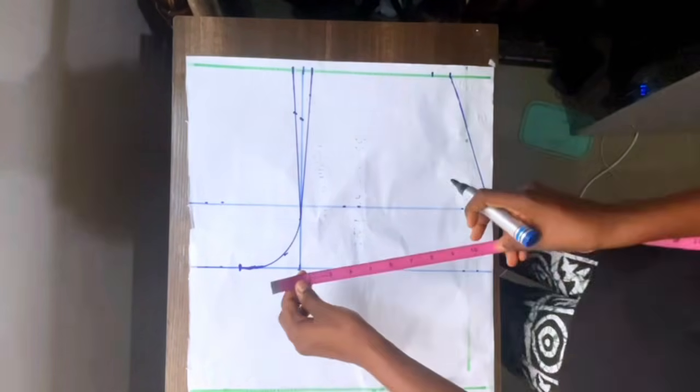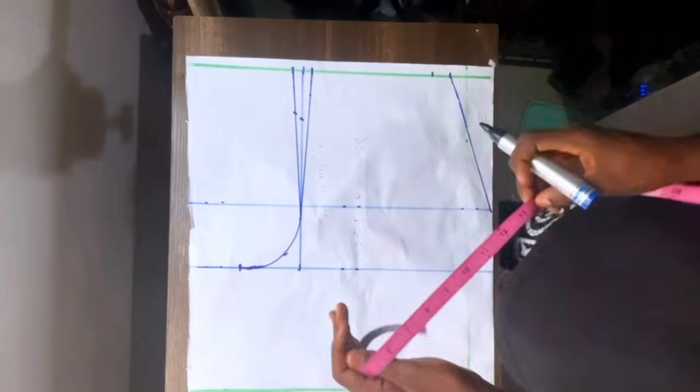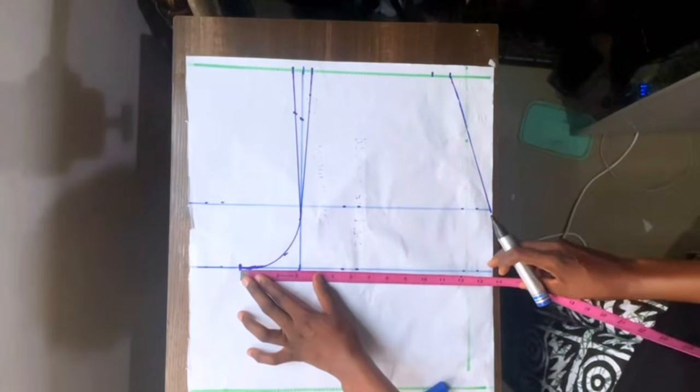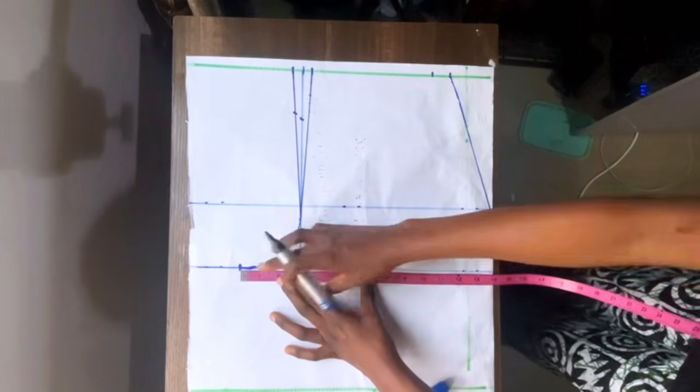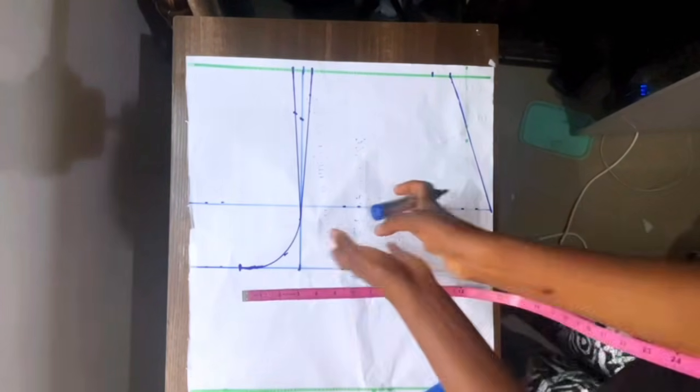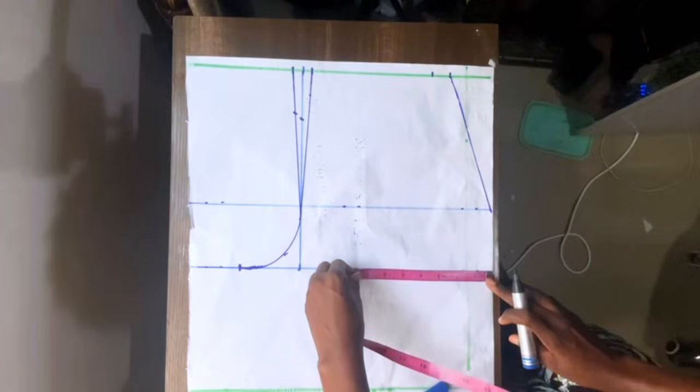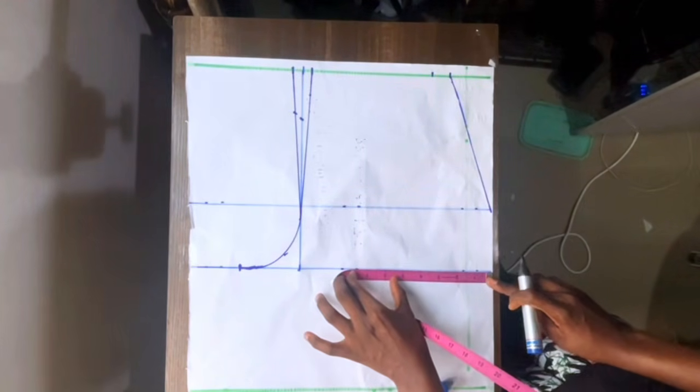So imagine that you had 13.75. You're going to divide 13.75 into 2. So now from this point, let me turn the tape so I'll not confuse anybody. From this point, you're going to mark 7 inches.